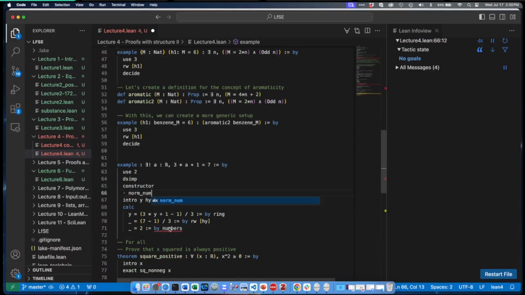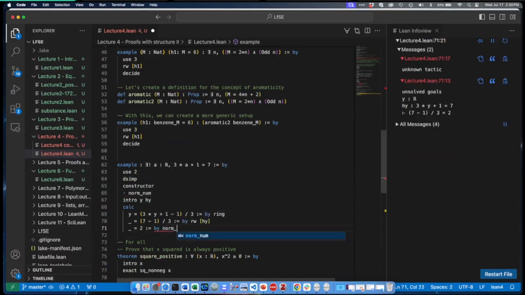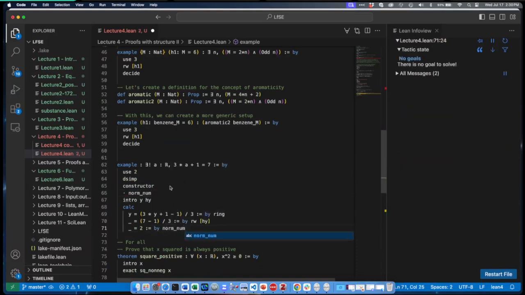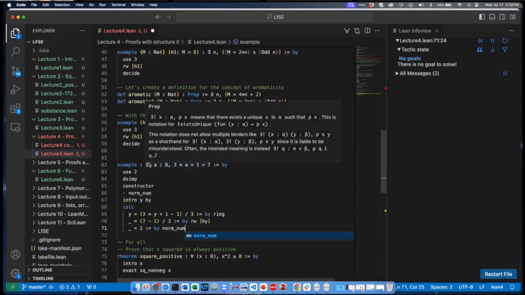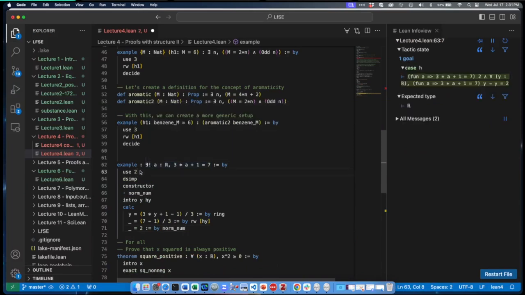All right. No goals to solve. We're set. Okay. So the exclamation point means there exists a unique x such that P x. By use 2. Simp to clean things up. Okay. Now we have 3 times 2 plus 1 is equal to 7.